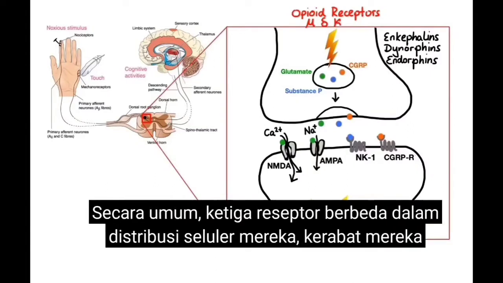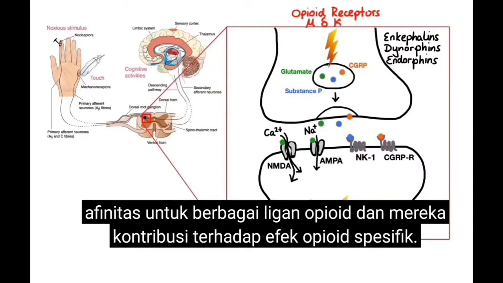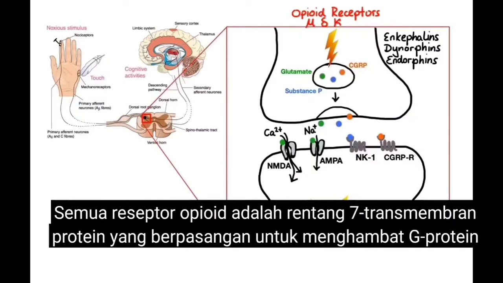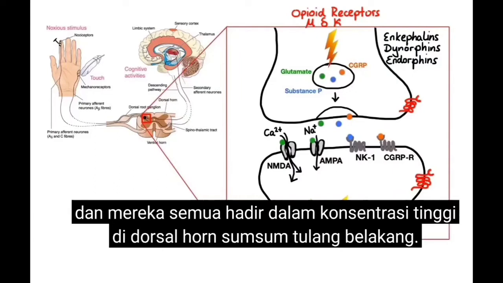In general, all three receptors differ in their cellular distribution, their relative affinity for various opioid ligands, and their contribution to specific opioid effects. All opioid receptors are 7 transmembrane spanning proteins that couple to inhibitory G proteins, and they are all present in high concentrations in the dorsal horn of the spinal cord.